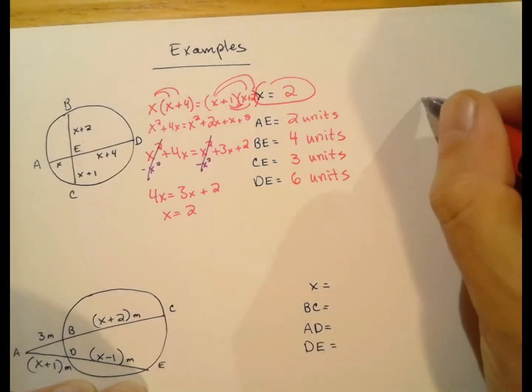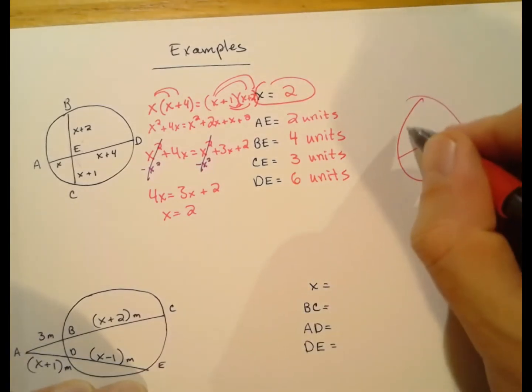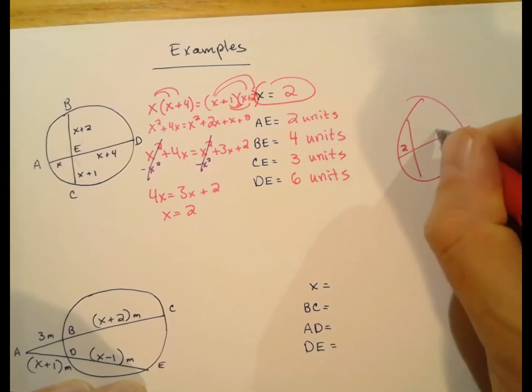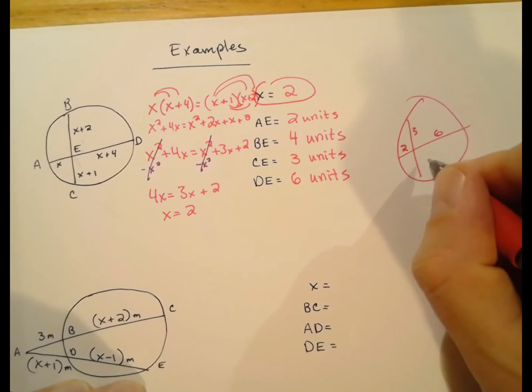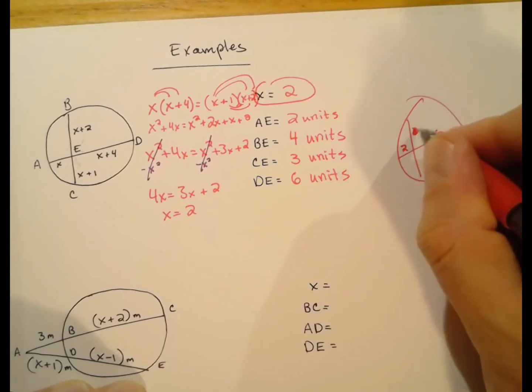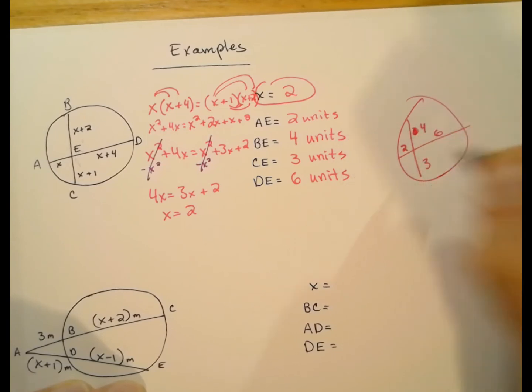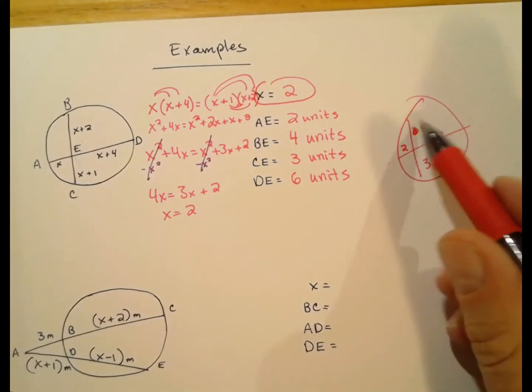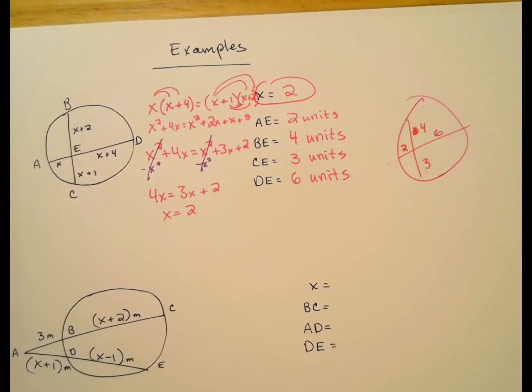And let's just double check our little situation. Excuse the bad drawing there. So we had 2, 6, 3, and 4. And it shows that the product of these two, 12, does in fact equal the product of those two, 12. So it's a nice little check there.